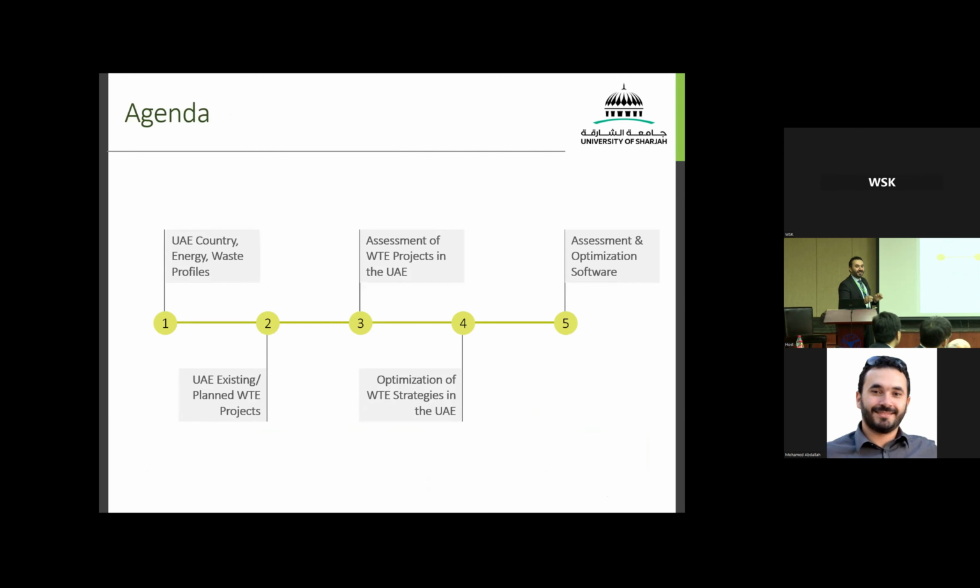So I put a little agenda so that you have a little bit of connection between the parts of my presentation. I will start to talk about the Emirates as a country for the energy and waste profile. I will also talk about existing and planned waste to energy projects in the UAE. And then I'll talk about the research that we had in the background along with this development in the country. So I'll talk about the assessment.